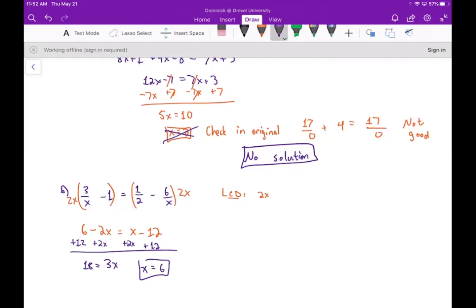Now if we check this, I'm going to get 3 over 6 minus 1 is equal to 1/2 minus 6 over 6. Well, as soon as you simplify these fractions, this is 1/2, and this is 1. So you get the left-hand side and the right-hand side are the same, so that's good. So this is the solution.